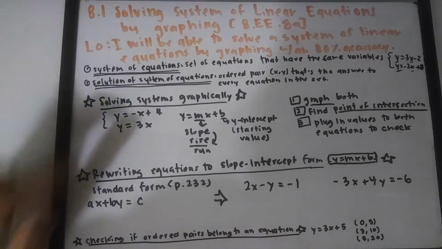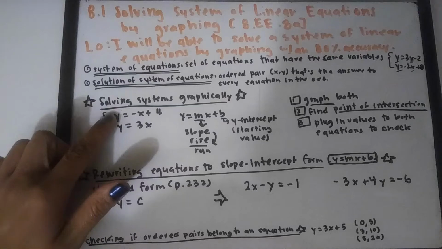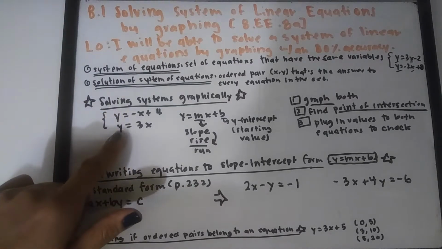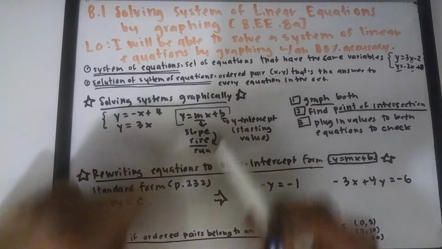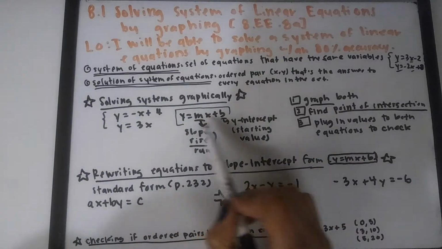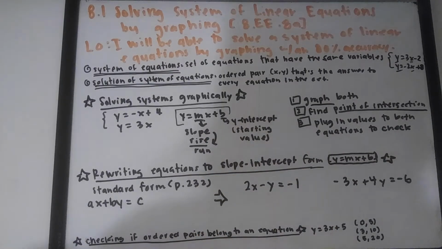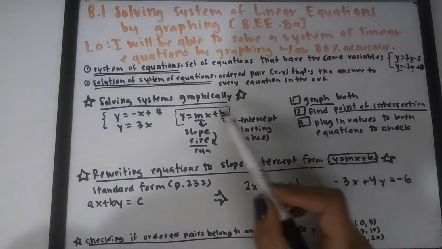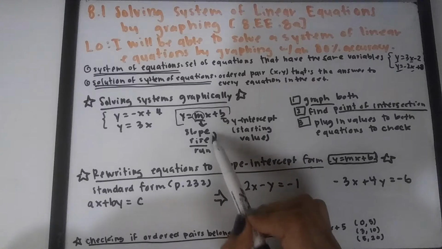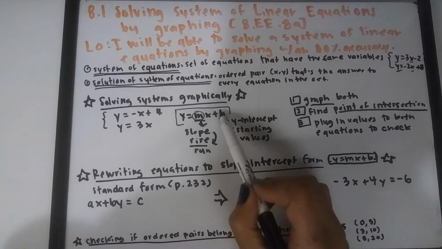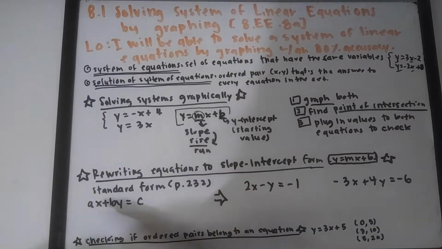Okay, so we're going to solve by graphing first. We have these two equations, y equals negative x plus 4, and y equals 3x. We have to remember this right here, which we've been using since the beginning of the year. This is our slope-intercept form, and we call it that because we have the slope and we have the intercept. Remember, this value in front of my x, my coefficient, is going to be my slope, which is my rise over my run. And this is my starting point, my starting value, which is where my line crosses the y-axis.